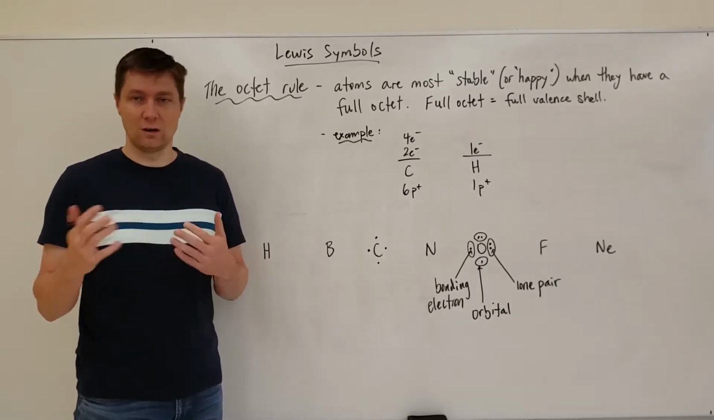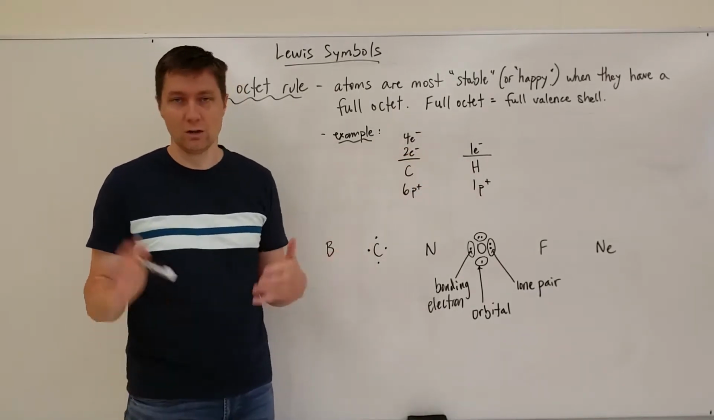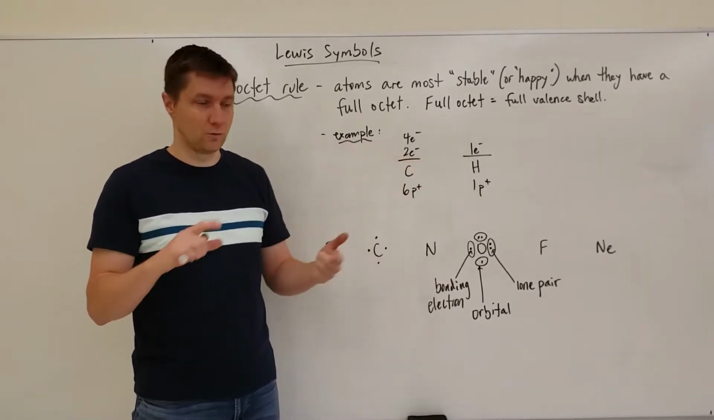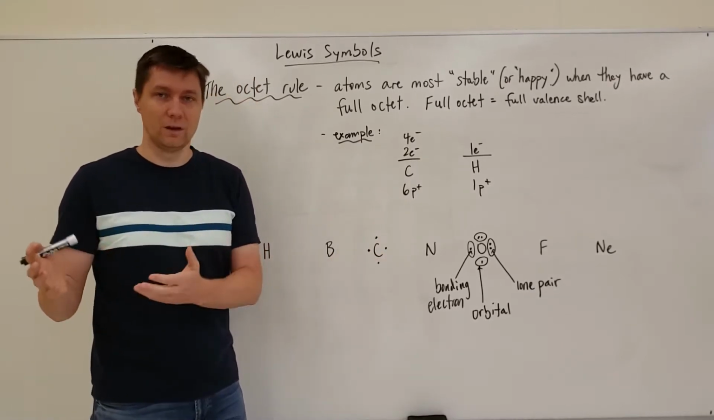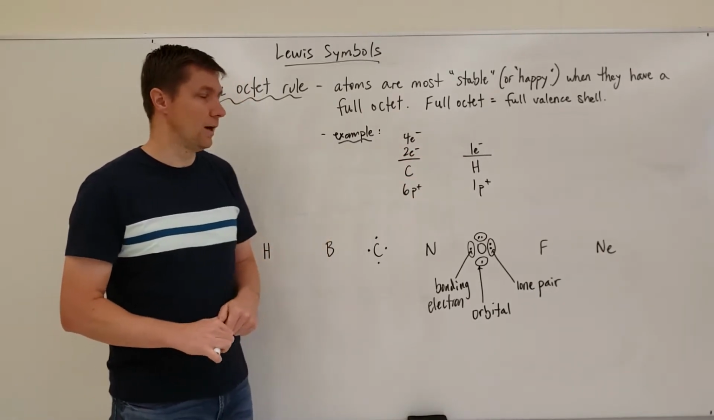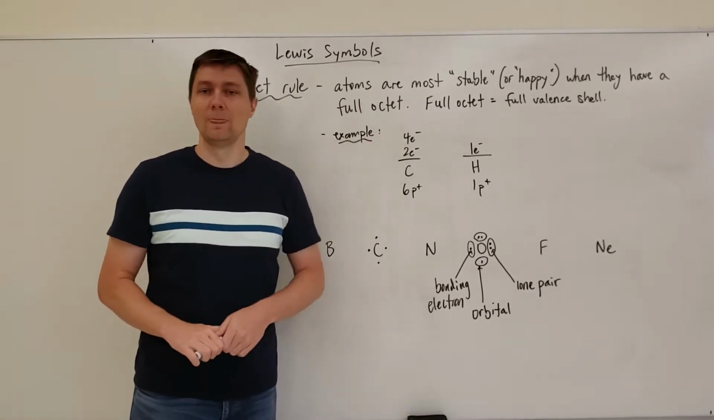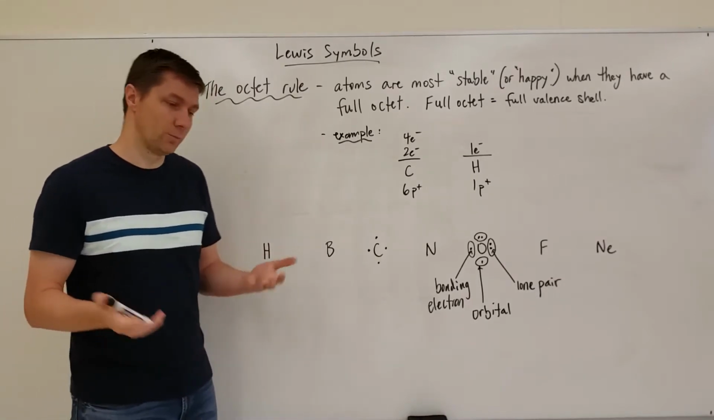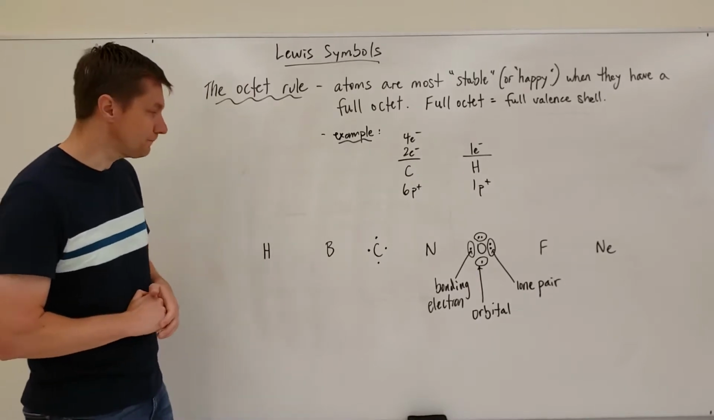Hydrogen's valence shell can only hold 2 electrons. You can see that this first shell only holds 2 electrons. Hydrogen and helium are the only two atoms on the periodic table whose valence shell is the first shell, so their valence shell is full with only 2 electrons. Every other atom's valence shell needs 8 electrons to be full. For the purpose of this class, we're just going to stick with 8 electrons as the limit.